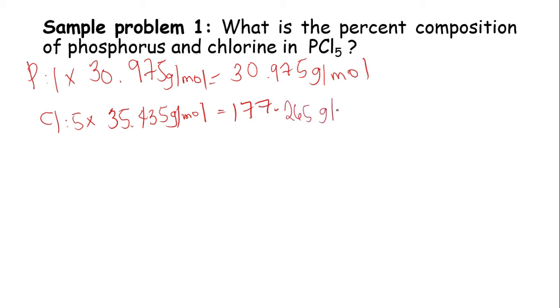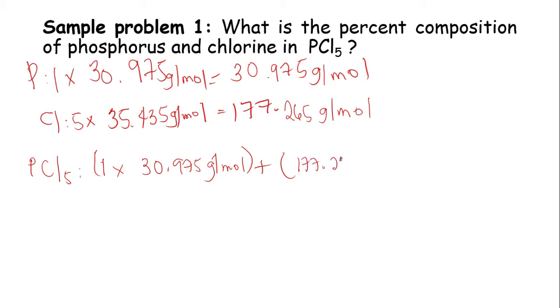177.265. The next step is to find the molar mass or the molecular mass of the entire compound, PCl5. So PCl5 will be 1 times 30.975 grams per mole plus the molecular mass of Cl5, which is 177.265. So this will give us 208.239. Now we have to divide the component's molar mass by the entire molecular mass.